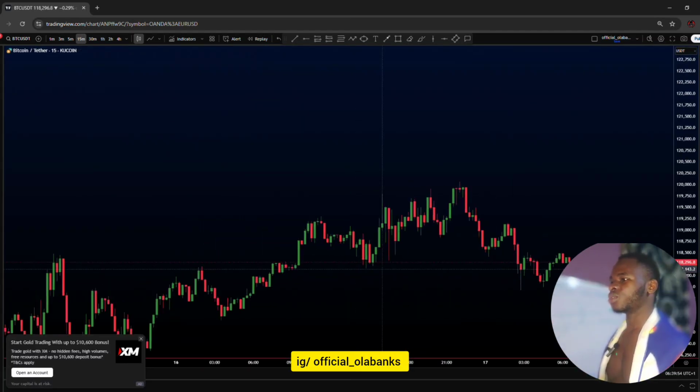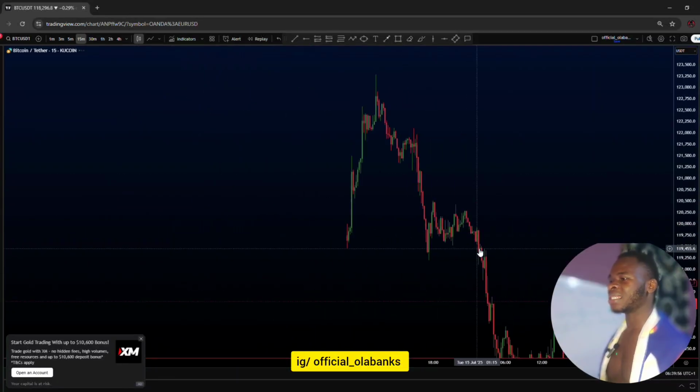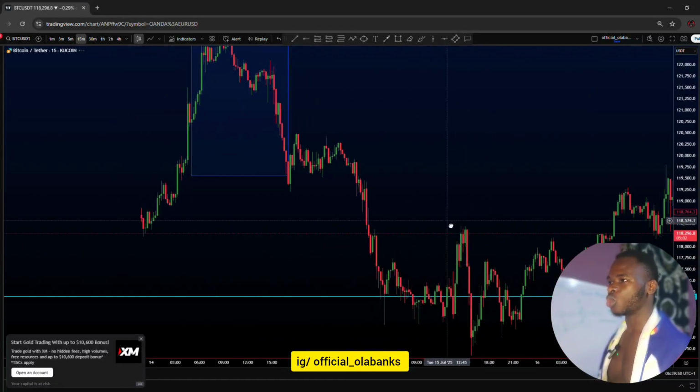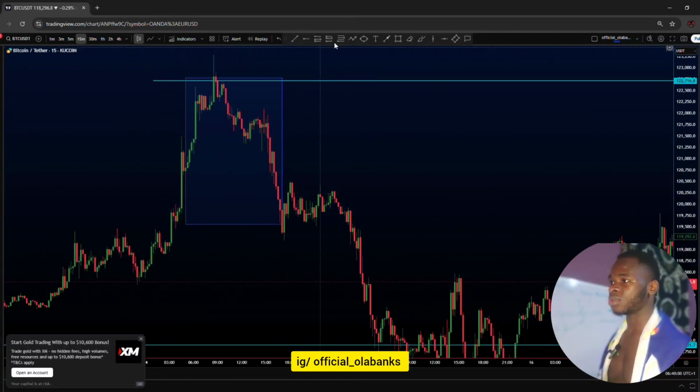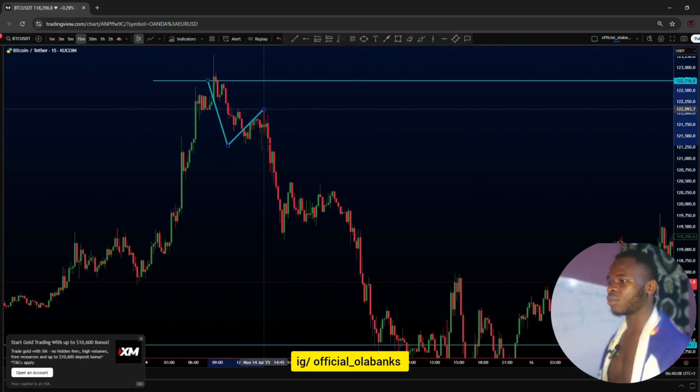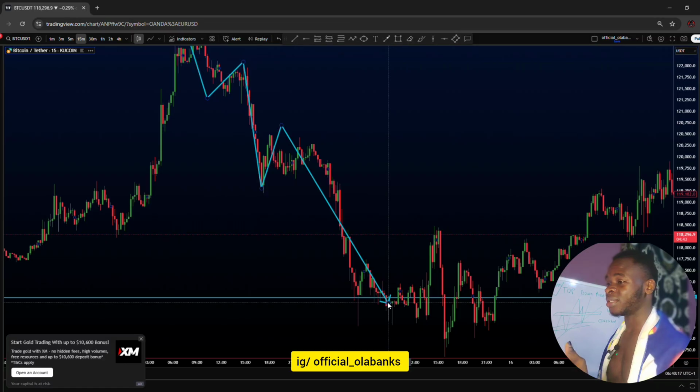We'll have more details. You see, look at what price did from that zone, from that level we marked out. Price literally sold off from this place, sold off until it got to this place. You see how the price started reacting when it got to that level we marked out there.